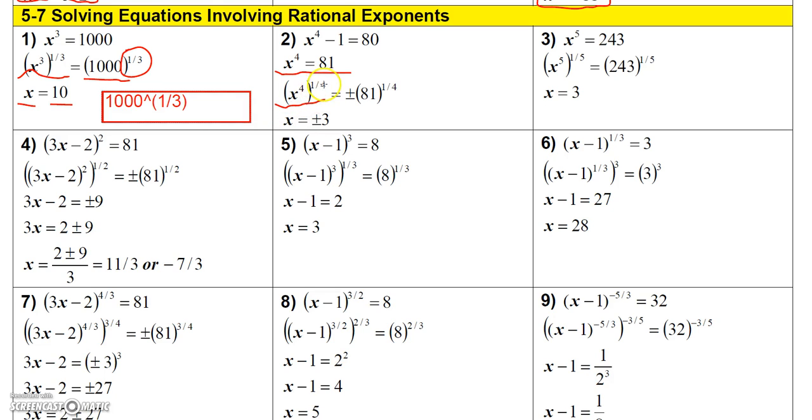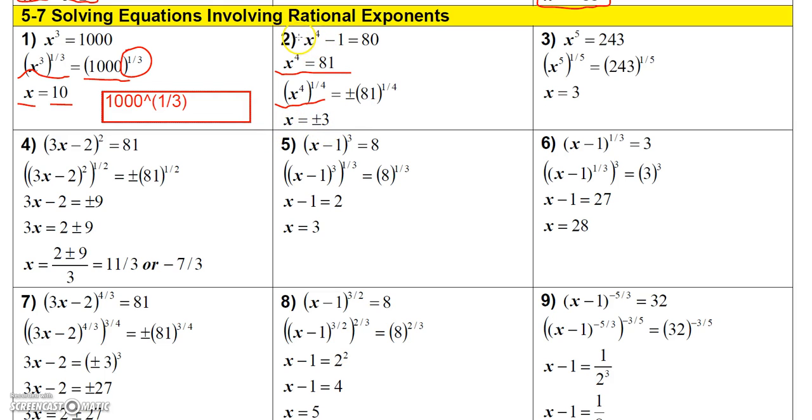Okay, now here's something you have to be careful about. When you raise a number to the 1/4 power, it's like the 4th root. When you apply an even root to a number, technically the answer is plus or minus that value. And I'll show you in a minute how it checks. But basically I'm taking the 4th root of 81 with a plus or minus in front of it. So the 4th root of 81 is 3, and so there are two answers, plus or minus 3.